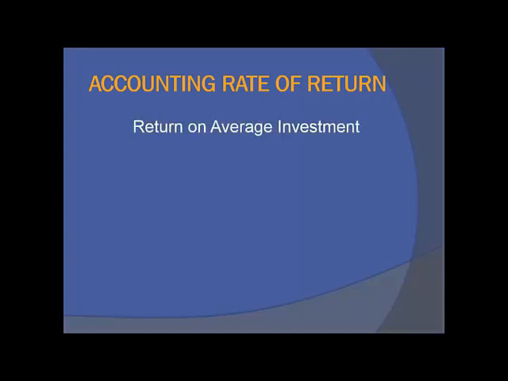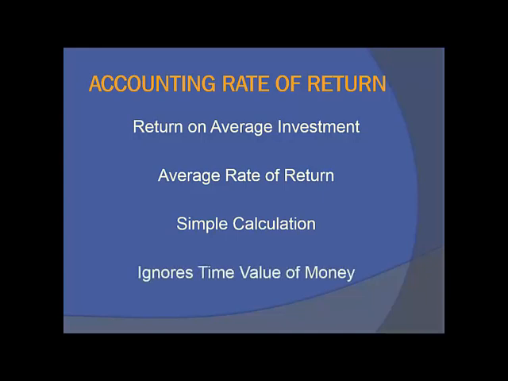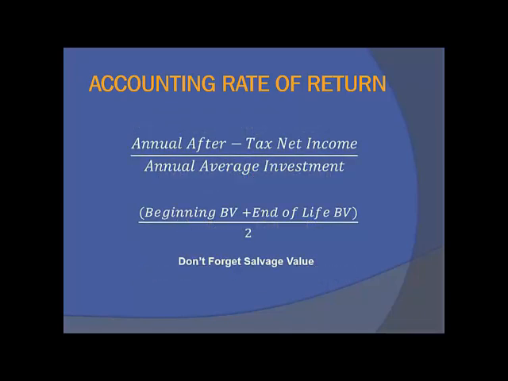The accounting rate of return, it's what is your return on your average investment. So you're thinking of what is your average rate of return. This is how it's sometimes called. It's a fairly simple calculation because it ignores the time value of money. So how do you do it? You're going to take your annual after-tax net income and divide it by your annual average investment.